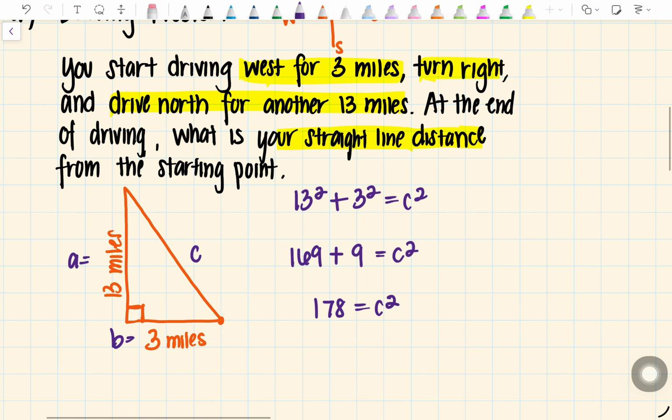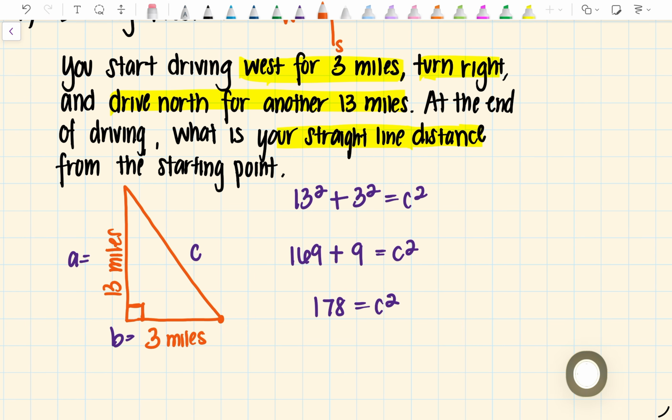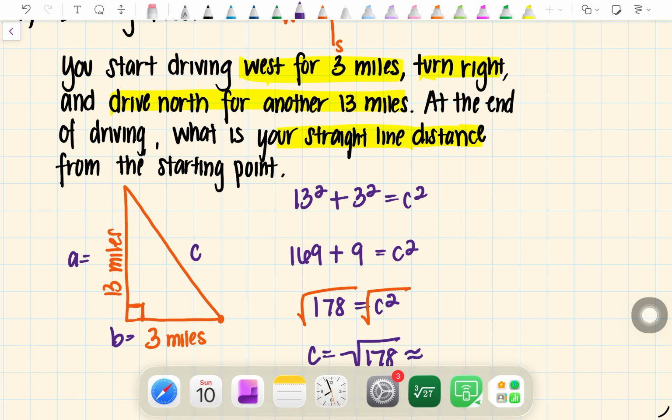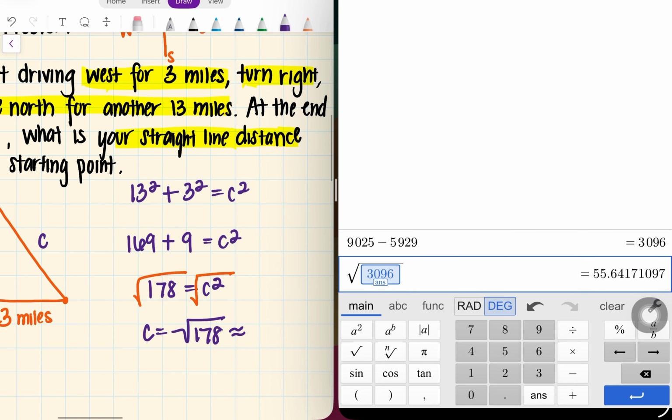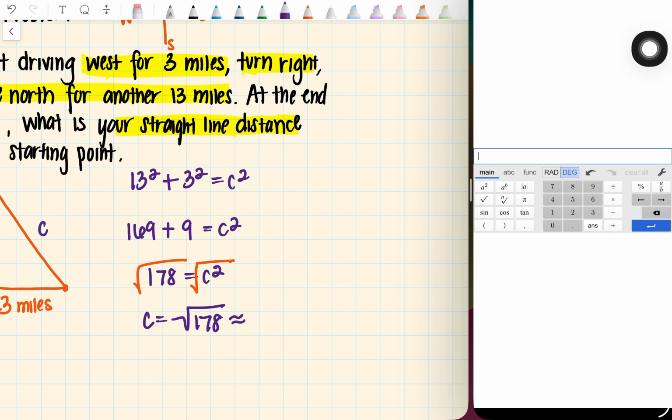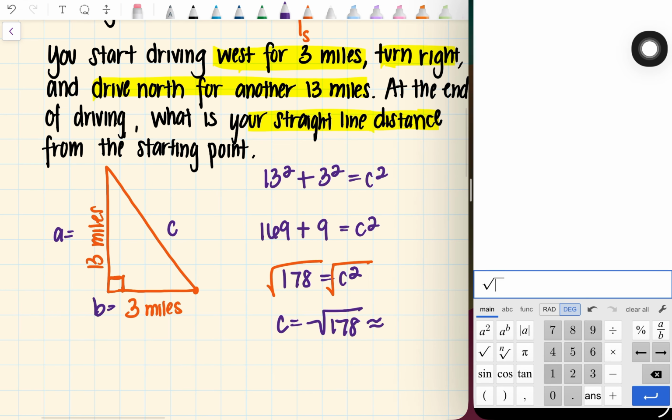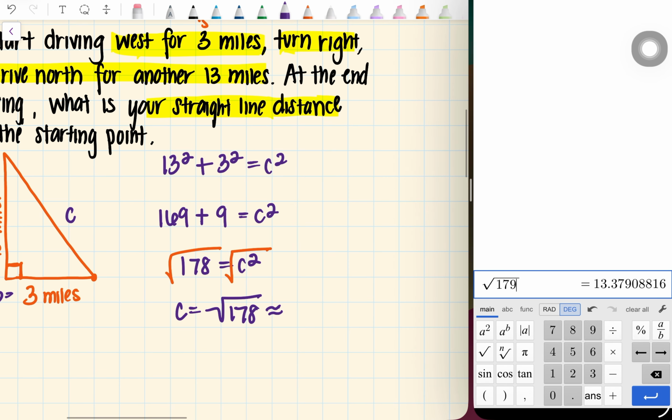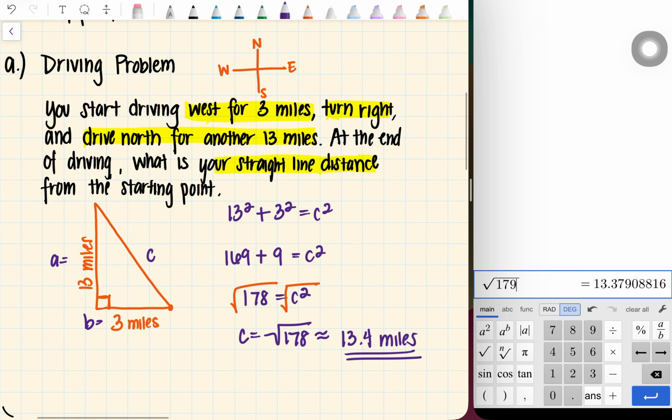Equals c squared. And we've mentioned everything in math does have an inverse. So the inverse of a square is a square root. So c is equal to the square root of 178, which I am going to be rounding. Let's go ahead and see. The square root of 178 is going to give me about 13.4 miles. So that is our answer. And we are expressing all of our answers on this one in decimal form, and we are rounding to the nearest 10th.